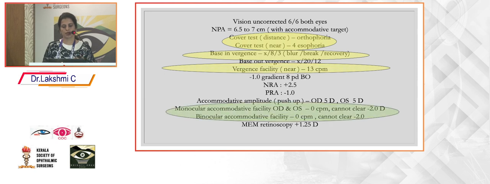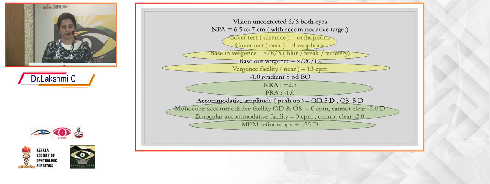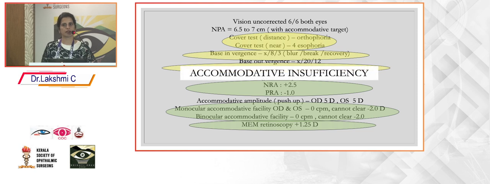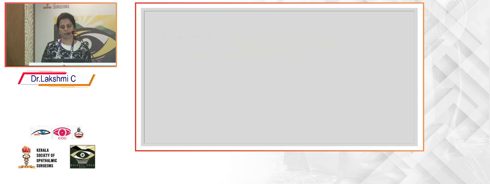So now we come to the accommodative facility. He is not able to clear -2. So he is not able to induce his accommodation. And if we look at the MEM retinoscopy, it is 1.25. So he has a lag. And the PRA is also less. So this is accommodative insufficiency. That is how we step by step approach these cases.